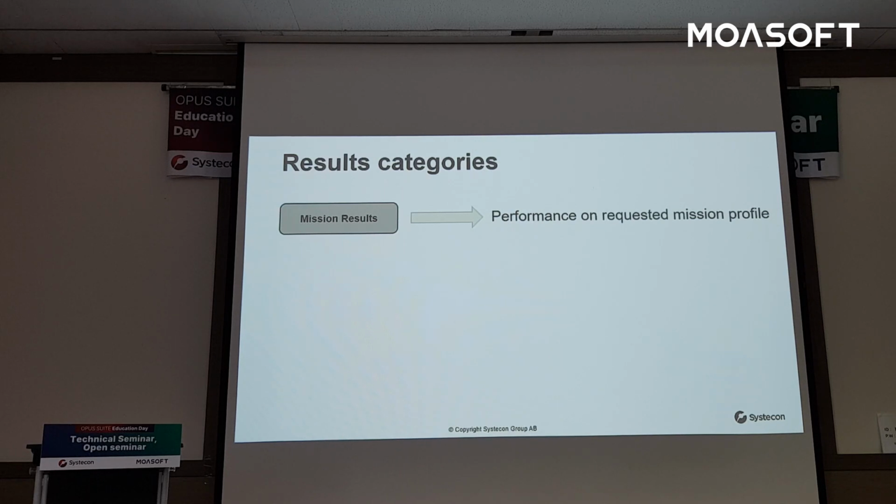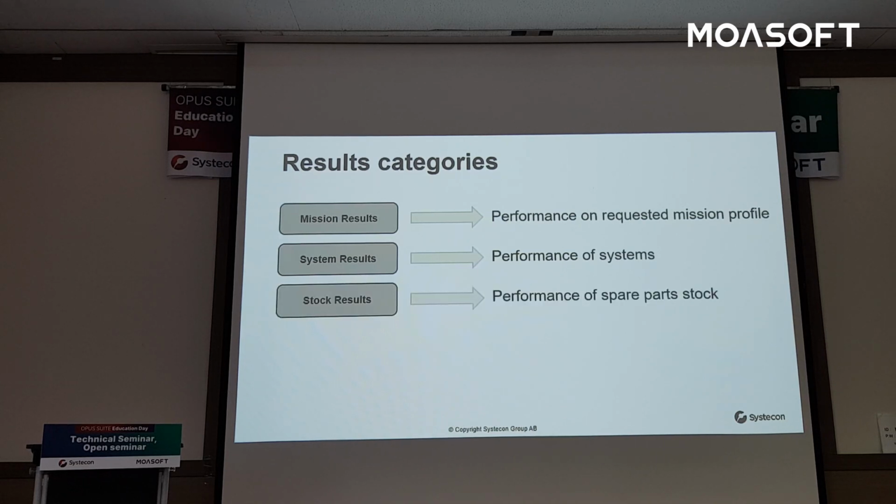So there are different result categories when we talk about the simulation results. We have mission results. We can look at the performance on the requested mission profile. We can also look at system results, which are centered around the system performance. Then we can look at the stock results. So how does our stock of spare parts perform? How many do we have? How many back orders do we have, and so on, over time. And of course, we can also look at item results, where we see the performance of individual parts. We see the number of failures and number of shortages and so on.